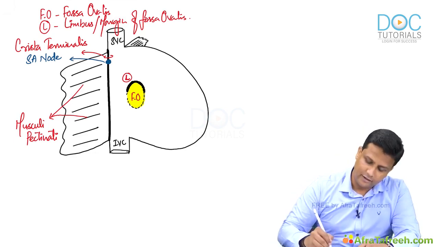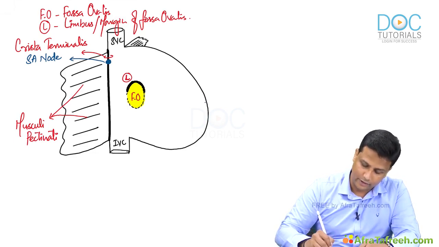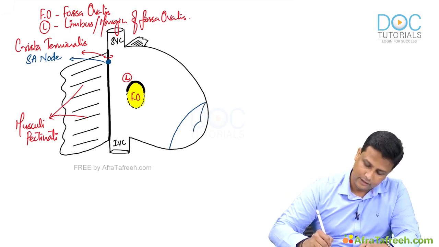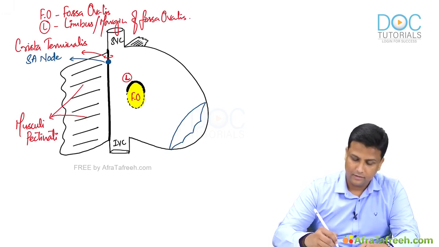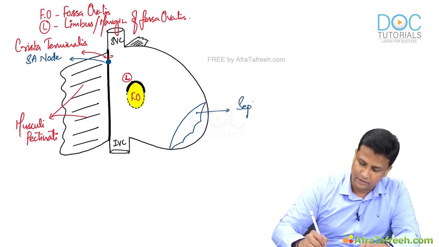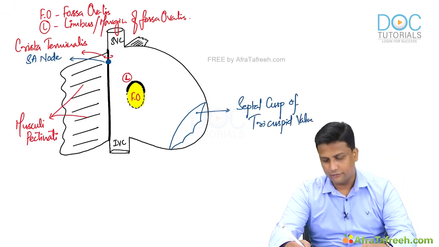Then after that, I told you from the right atrium, the blood will be moving into the right ventricle, and between them you will be having a cusp here. And the cusp which is visible from here will be your septal cusp. So this will be actually the septal cusp of tricuspid valve.